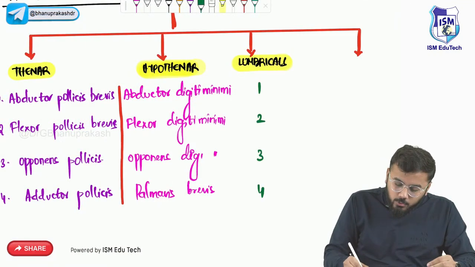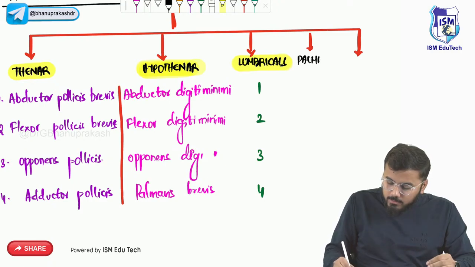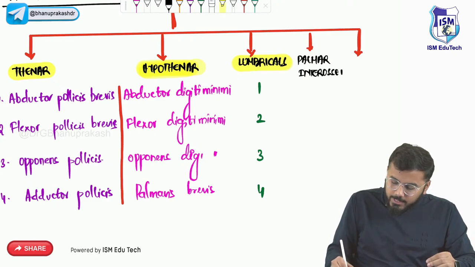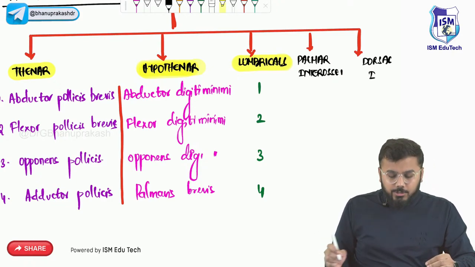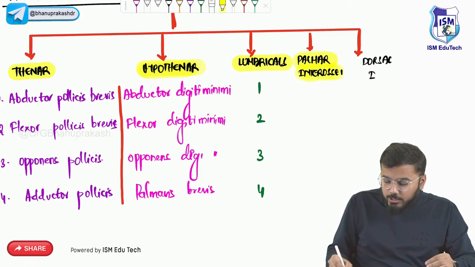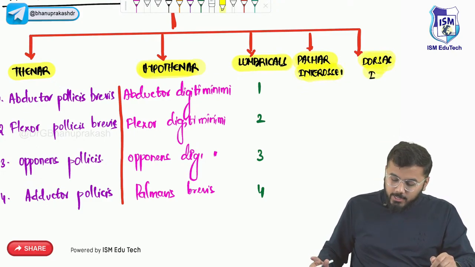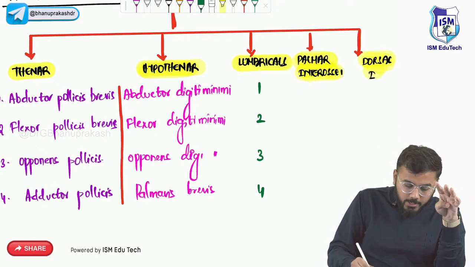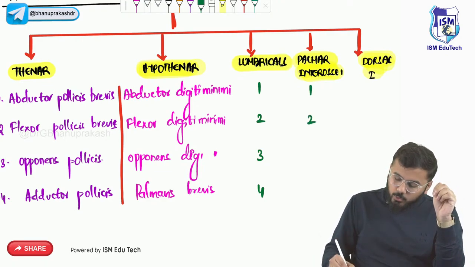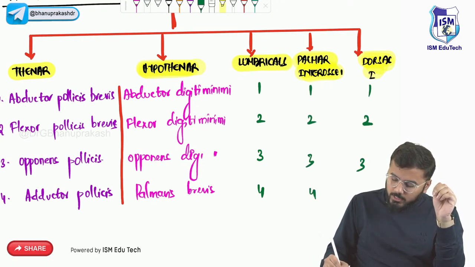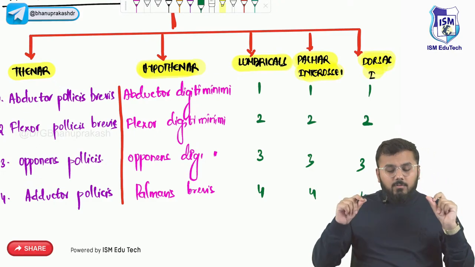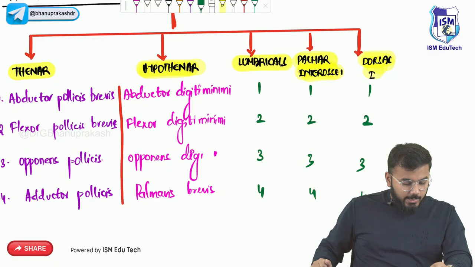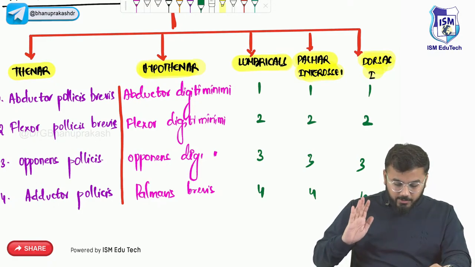So you call it palmar interossei. Next you also call it dorsal interossei. So two groups of muscles, palmar interossei as well as dorsal interossei. Again, how many palmar and how many dorsal interossei we have got? 1 2 3 4, 1 2 3 4. That's it. We are done with the muscles of the hand. Clear? I will be telling you about each and every muscle right now.